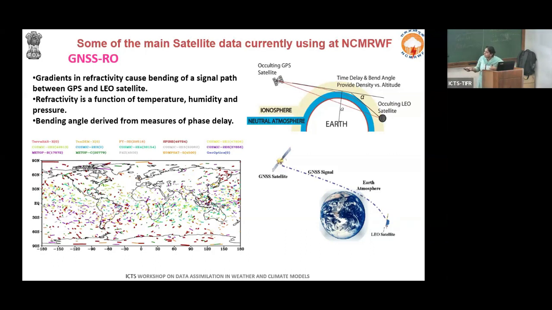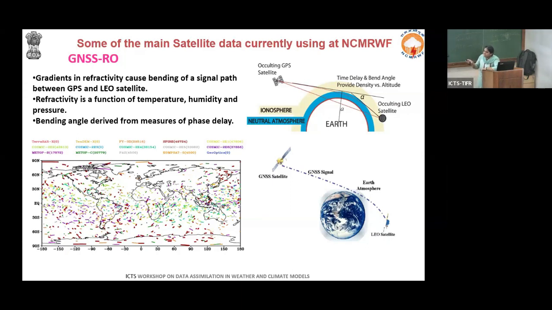If you see, this is the GNSS RO data we receive at NCMRWF. This is from whatever satellites are mentioned here, all those satellites in the LEO. The GNSS constellation is different. The US has a constellation, Europe has one, Russia has one, China has one, Japan has one. So there are many GNSS constellations. Depending on the LEO, if the LEO is able to receive data from different constellations, then it receives that type of data.